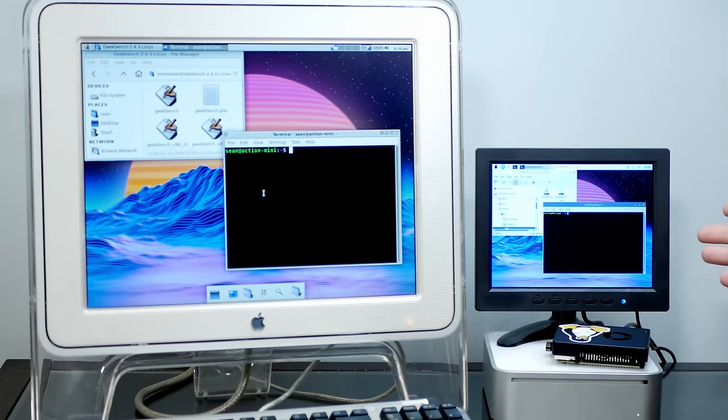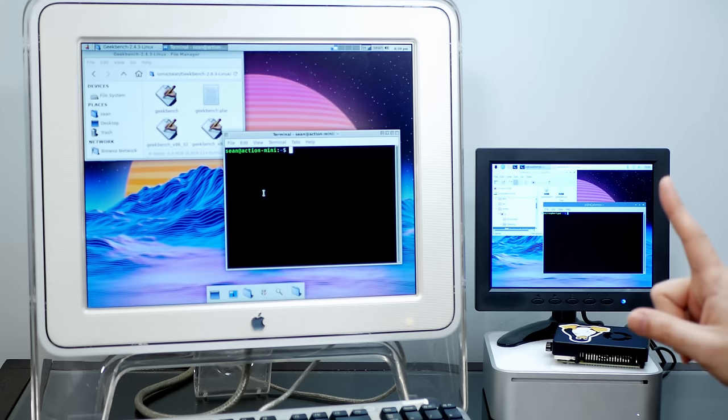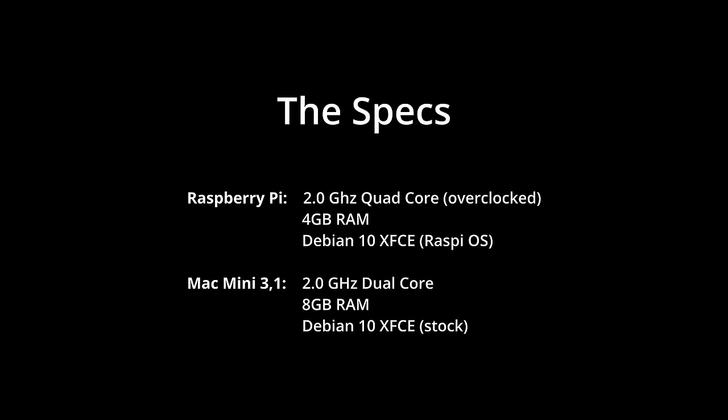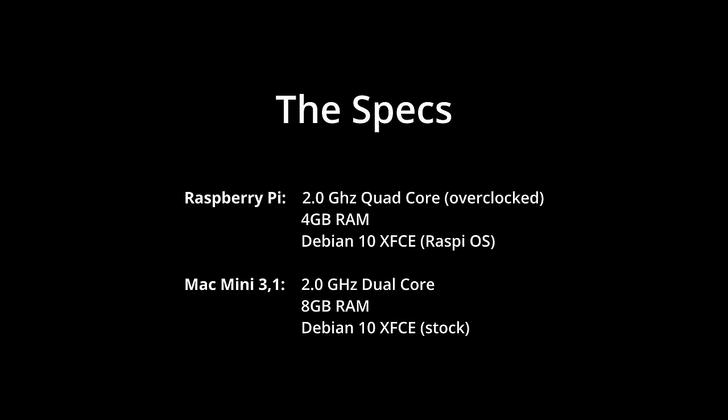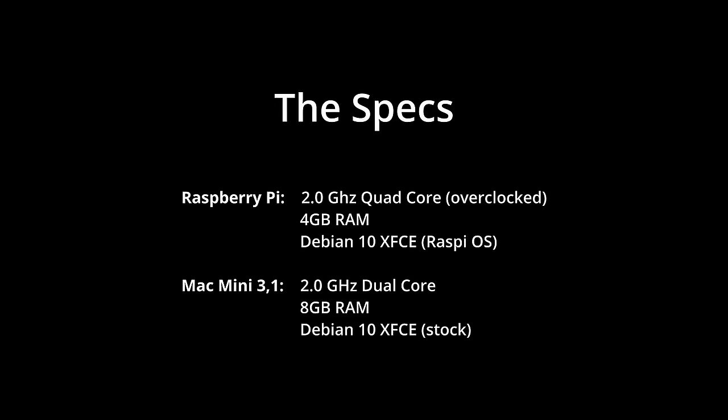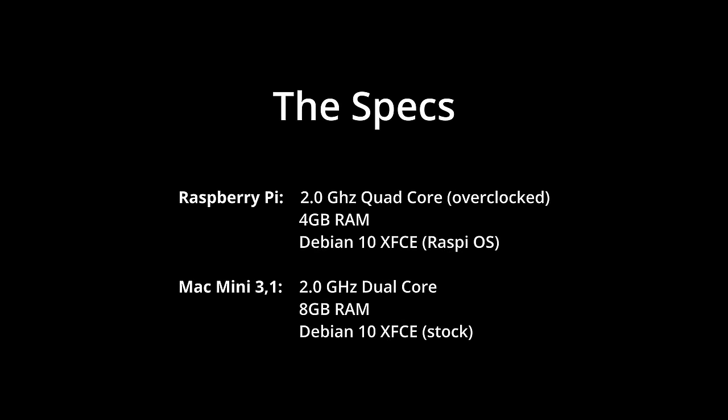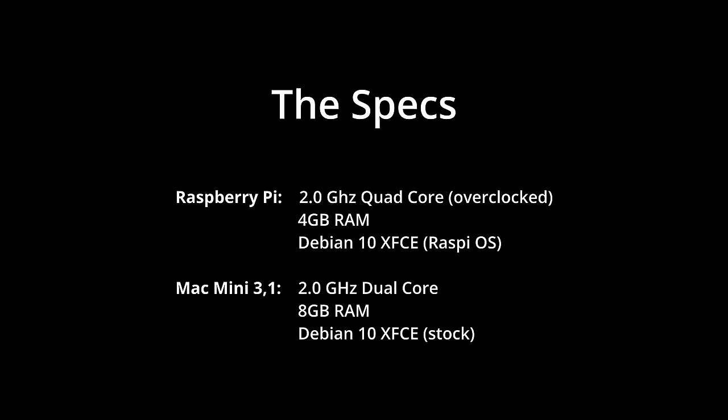And on both machines here, I have Geekbench version 2.4, which is the only version available for the Raspberry Pi, so this will make a pretty good comparison, apples to apples, pun intended, of which machine actually performs better. And these two machines are pretty well matched up, with the Raspberry Pi having a 2GHz quad-core processor, which I've overclocked from its stock 1.5, 4GB of RAM, and Debian 10 XFCE, which is the Raspberry Pi OS version. The Mac Mini has a 2GHz stock dual-core processor, Core 2 Duo, 8GB of RAM, and also running Debian 10 XFCE, just the standard stock version.